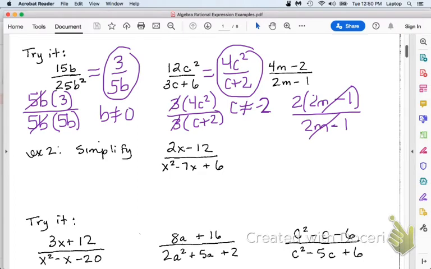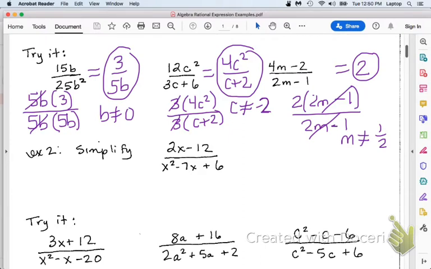All right, now we know that we have a simplified version of this that is equal to 2, okay? We have to make sure that we understand what the excluded value is. So again, I want to take the 2m minus 1 equal to 0, and then I would get m cannot be equal to 1/2. That would be what would make a denominator of 0, and we cannot divide by 0. All right, moving on to the next one.